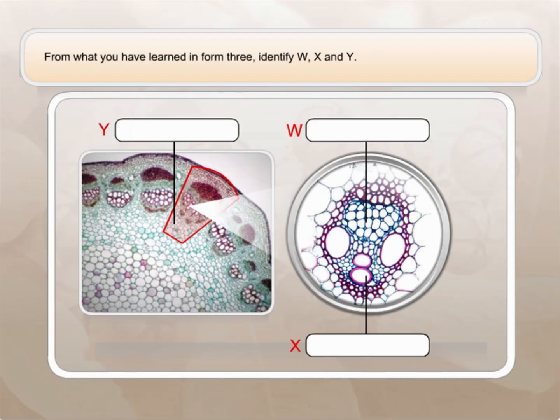From what you have learnt in the previous classes, identify W, X and Y. Key in the answers. Once you've finished, click Check to check the answers. W is the xylem. X is the phloem. W and X make up Y, the vascular bundle.